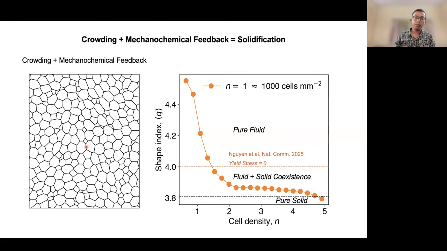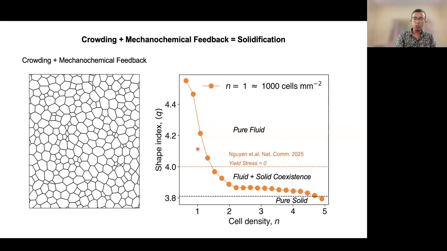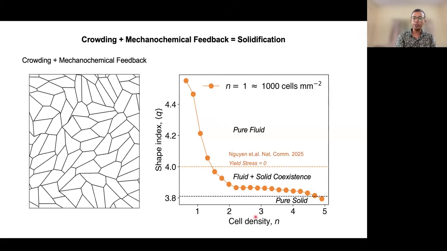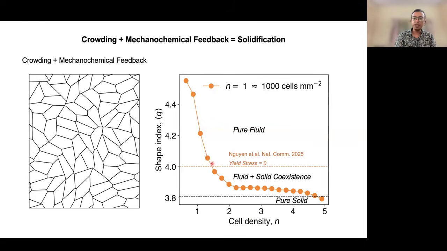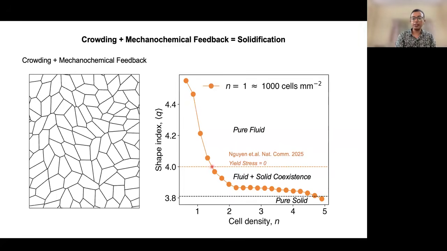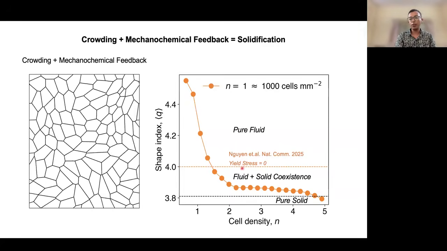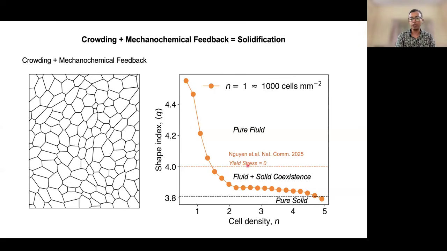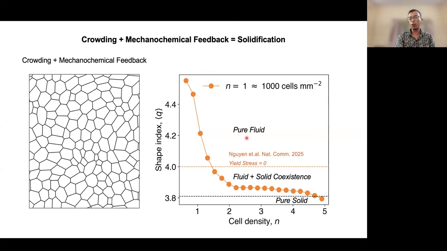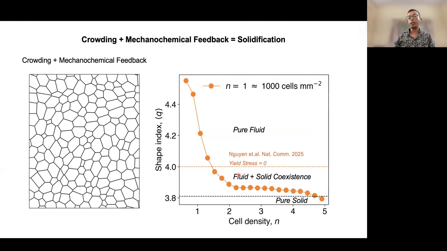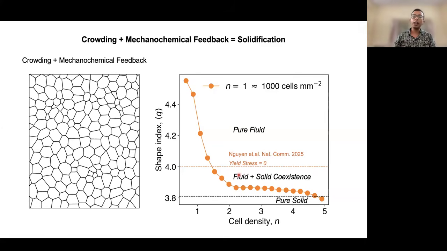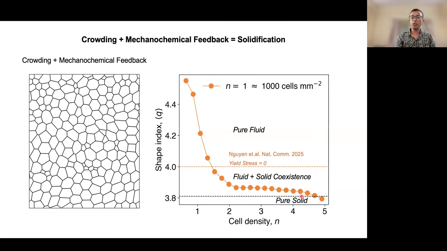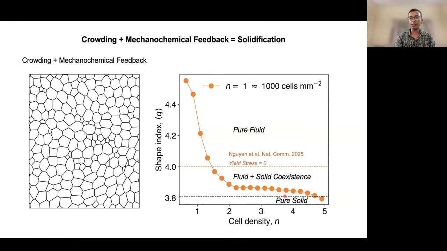What I'm showing you here is the shape index as a function of density. So what you can see clearly is that there is a density at around 1.5 at which the yield stress becomes positive. That's the line at which yield stress is zero. Above this, you get pure fluid. Below this, you get solid and fluid coexistence. And eventually, at high enough density, you get into what is called the pure solid phase.